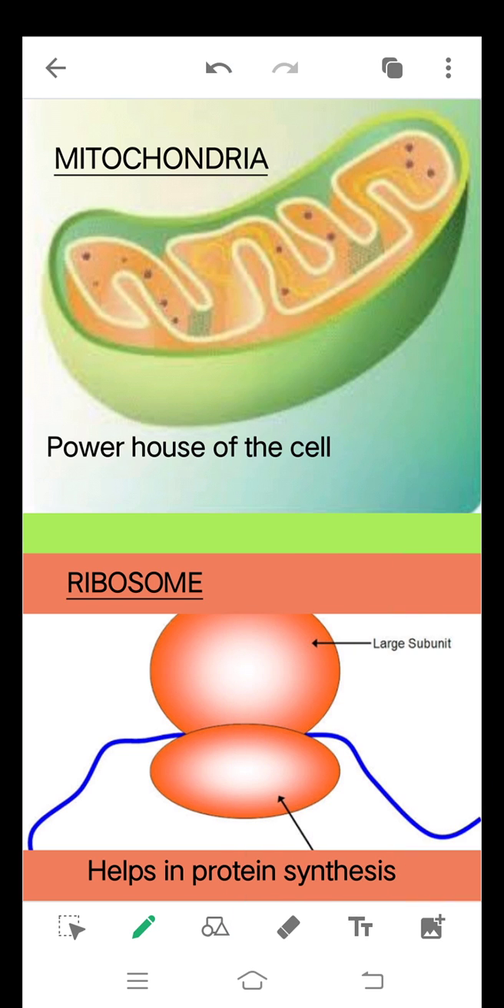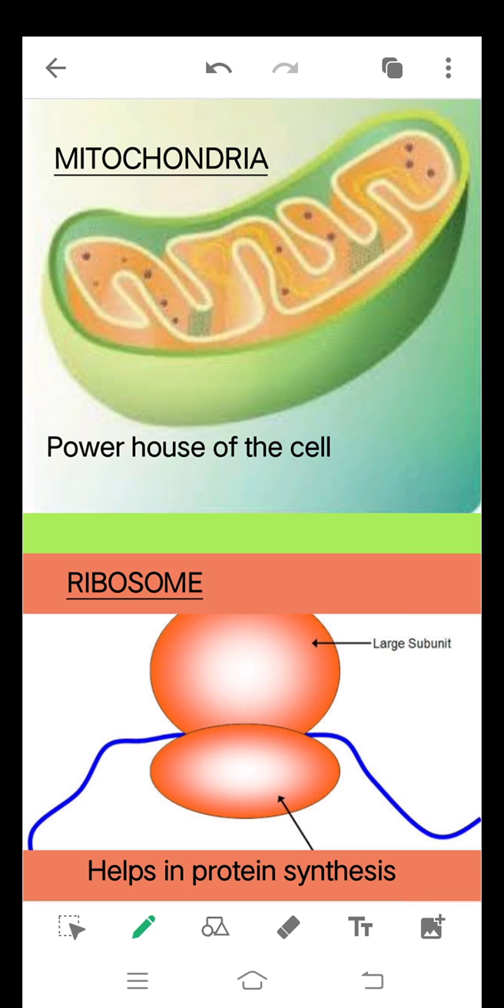First is mitochondria. Mitochondria is also called the powerhouse of the cell because this is the organelle which generates energy required for all the activities of the cell. So as mitochondria produces energy, it is known as the powerhouse of the cell.